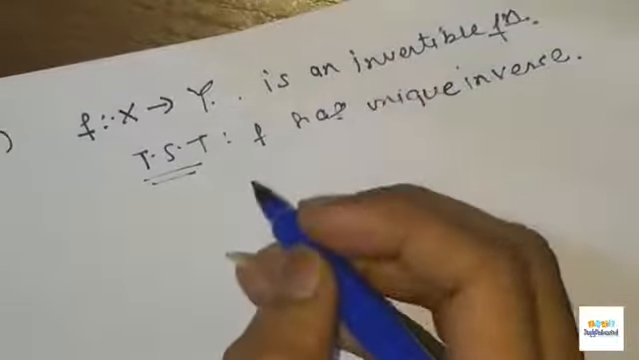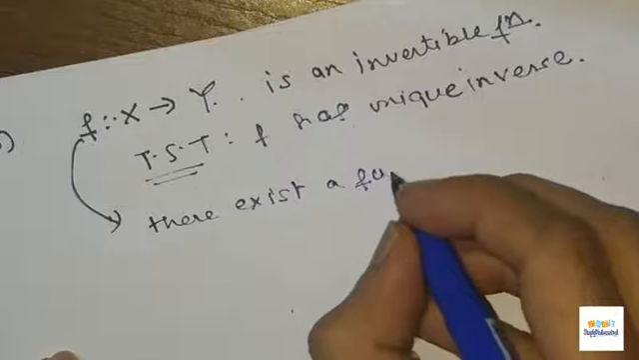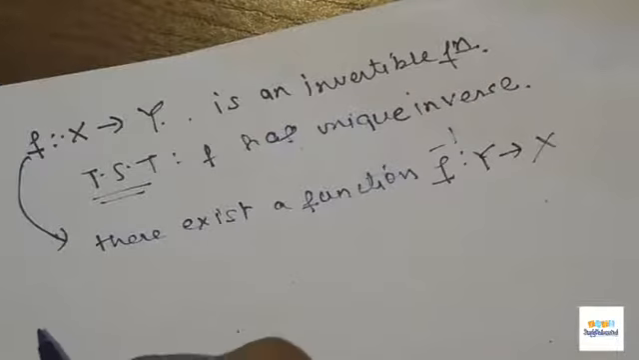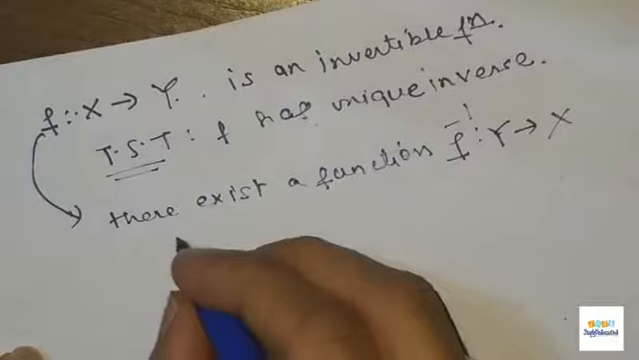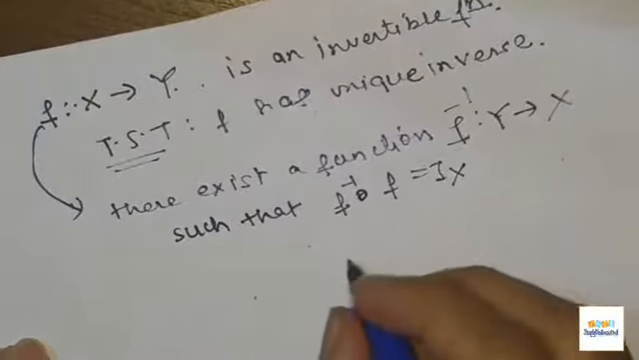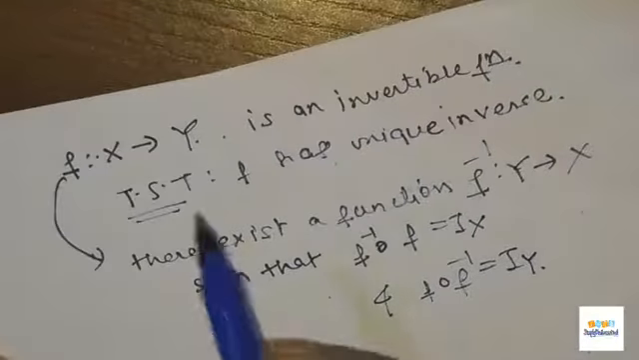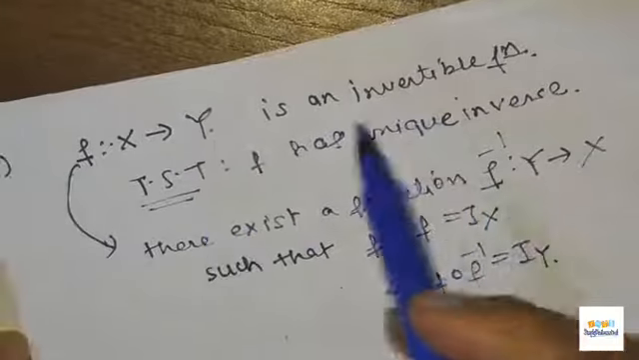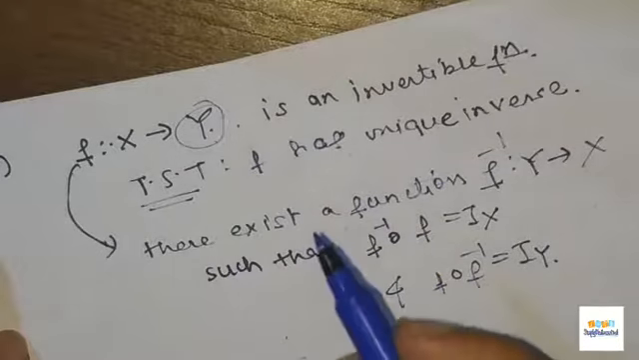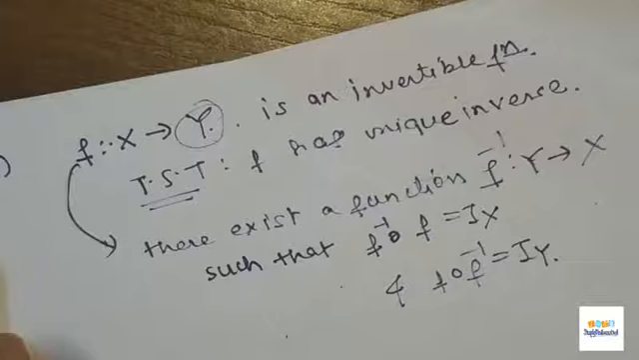So f is an invertible function if there exists a function f inverse from Y to X, from the range of f, that is Y, to X, such that f inverse composition f is equal to I suffix X and f composition f inverse is equal to I suffix Y. Now since they have given you that f from X to Y is an invertible function, that means you have to consider Y as the range of f, because they are telling you that Y is the range of f.